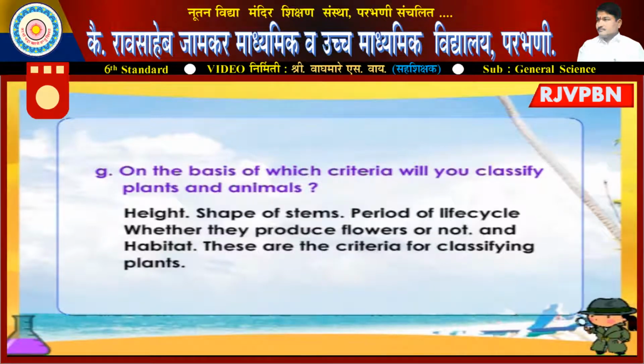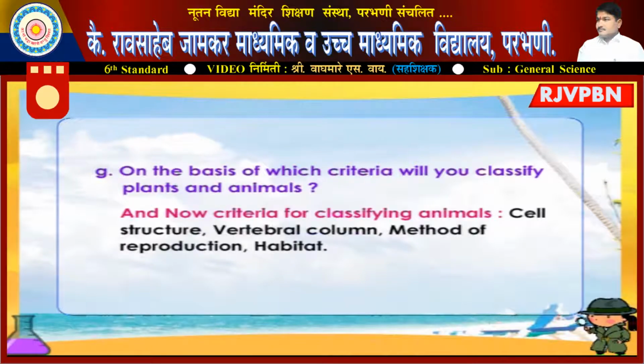On the basis of which criteria will you classify plants and animals? Height, shape of stems, period of life cycle, whether they produce flowers or not, and habitat. These are the criteria for classifying plants. And now criteria for classifying animals: cell structure, vertebral column, method of reproduction, habitat.